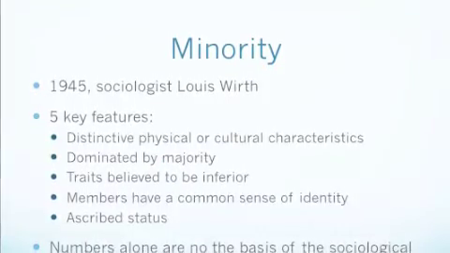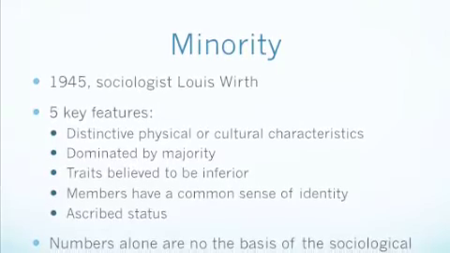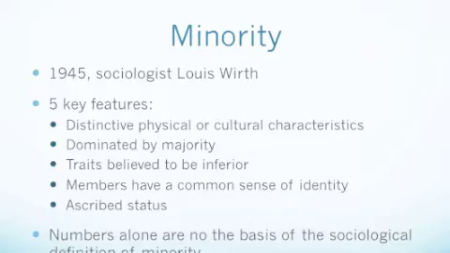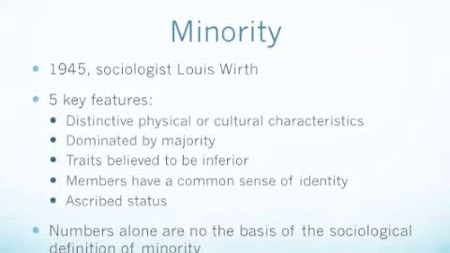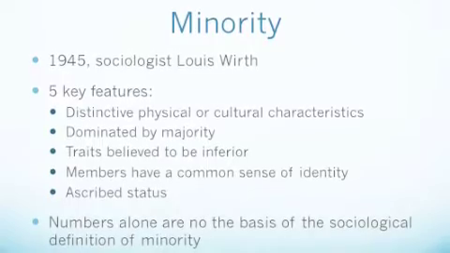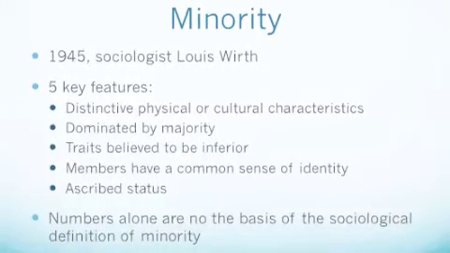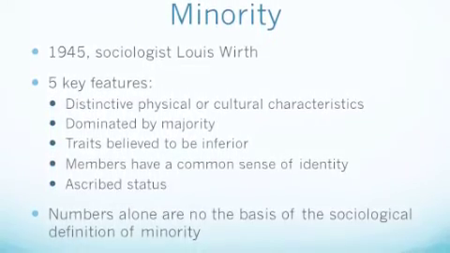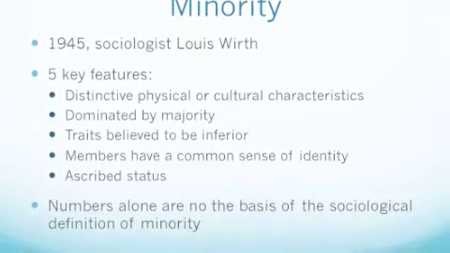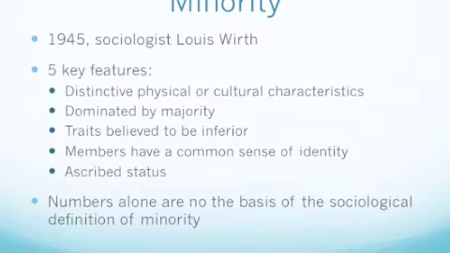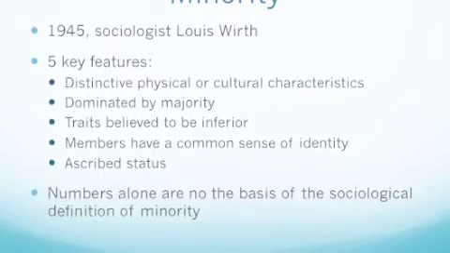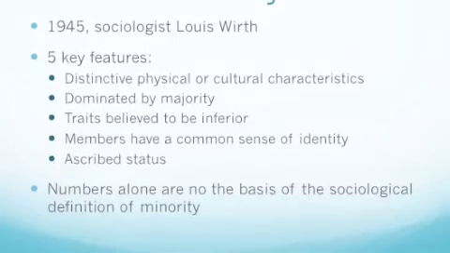According to sociologist Louis Wirth, a minority has 5 key features. 1. It has distinctive physical or cultural characteristics that can be used to separate it from the majority. 2. It is dominated by a majority. 3. Its traits are believed by the dominant majority to be inferior and are used to justify unequal treatment. 4. Members have a common sense of identity with strong group loyalty. 5. The majority determines who belongs to the minority through ascribed status.